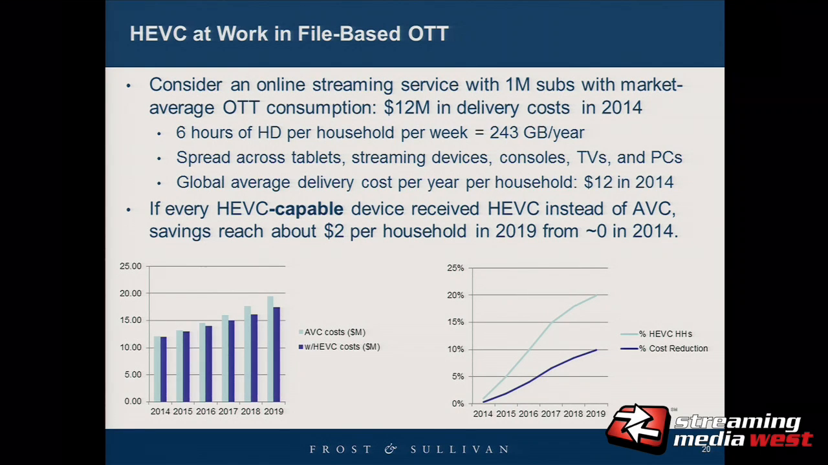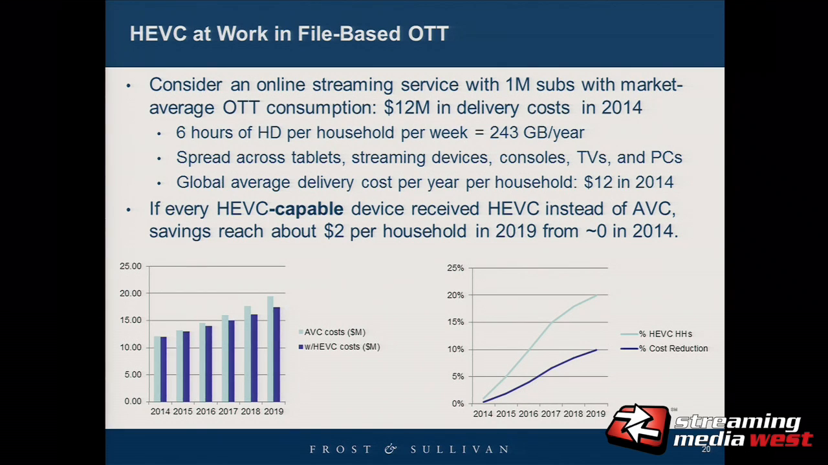I'm not really including encoding or transcoding utility costs or overhead here because it's file-based, so you can amortize it any way you want. But typically, again, simplified use cases, we're seeing 6 hours of HD video consumption per household per week. That's where the math works out.